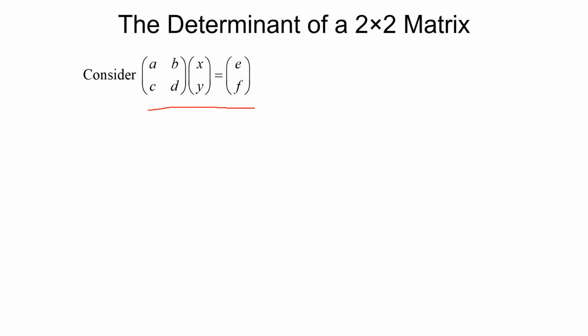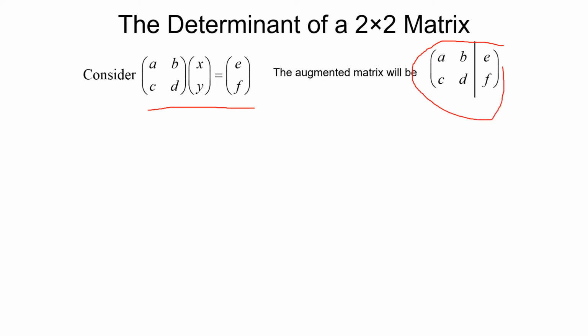Next, we will learn about the determinant of a 2 by 2 matrix. This is how a 2 by 2 matrix is written, and this is the augmented form of the matrix. This is how you write the augmented form of the matrix.